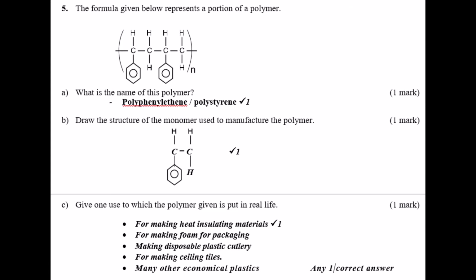Then with part C, you're supposed to state just one use of polystyrene. So polystyrene is a good insulating material. It can make packing materials, just to pack items. Very many disposable plastic cutleries are made of polystyrene. They can also be used to make ceiling tiles. You can also use them for many other plastics that are of economical use. Good, we go to question number 6.